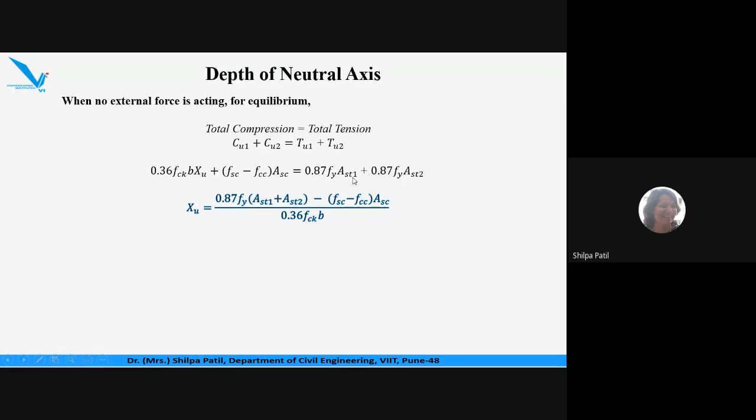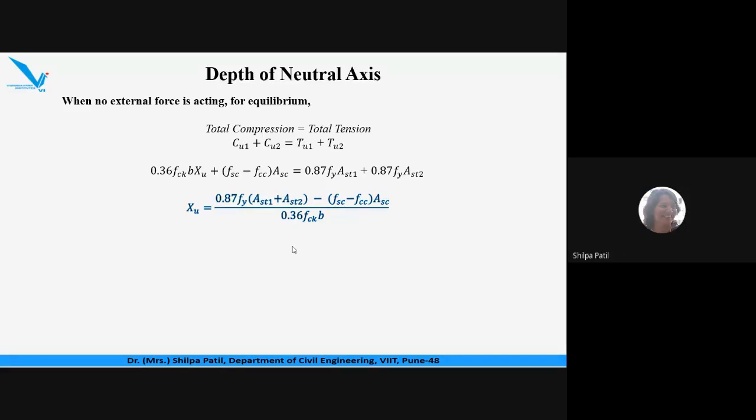Okay, so addition of these two is 0.87 fy. I have taken common Ast1 plus Ast2. This I am shifting to the right hand side, so it will be minus fsc minus fcc into Asc, and the term along with xu will come to the denominator, 0.36 fck b. Is it clear how we are getting the expression for xu? Yes, simple mathematics, ma'am.